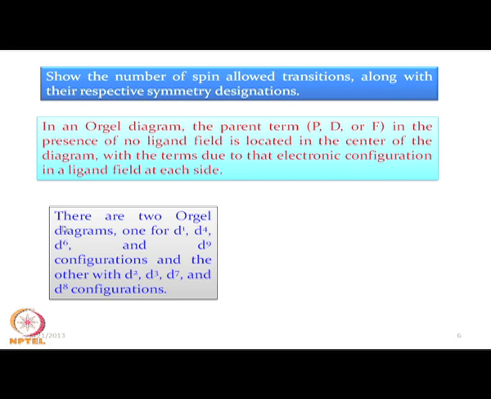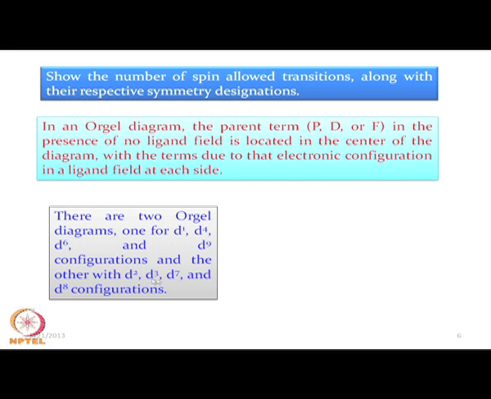So, there are two Orgel diagrams basically we can have, one for D1, D4, D6 and D9 configurations: D1 and its hole equivalent D9, and D4 and its hole equivalent D6, because for D1, D9, D4 and D6 we have the corresponding ground terms which are the same, those are basically the D terms.